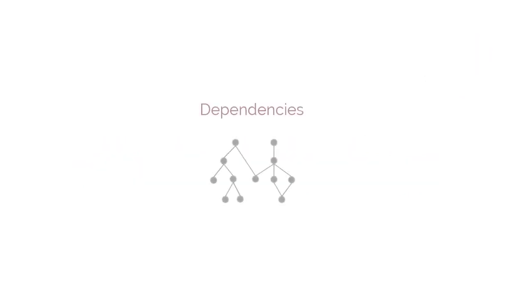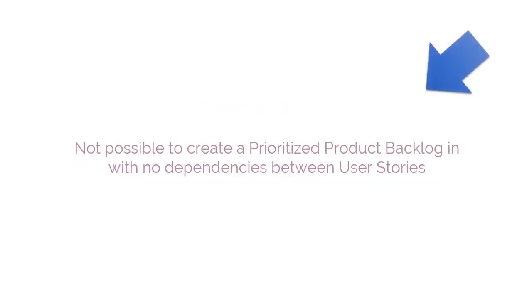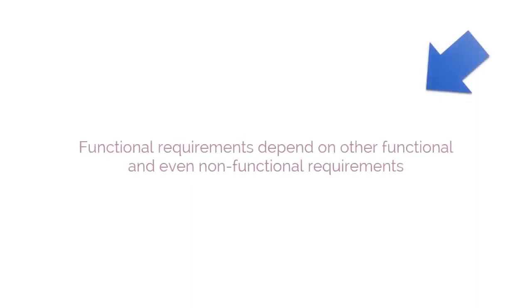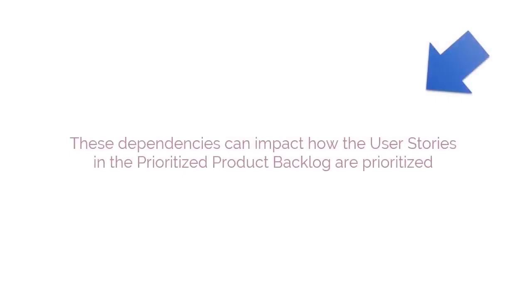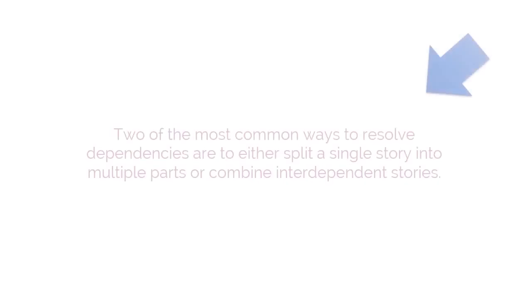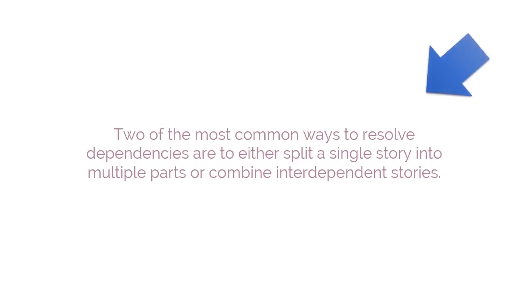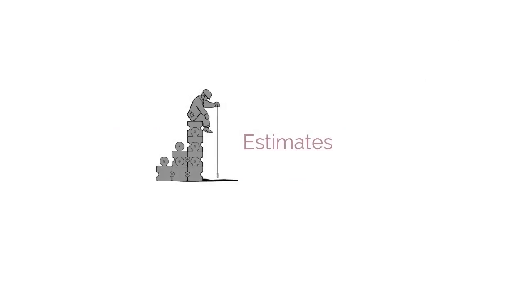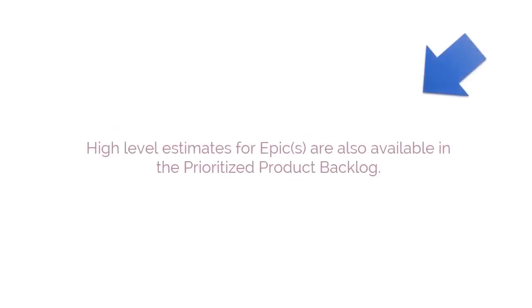Next factor is dependencies. It is usually not possible to create a prioritized product backlog in which there are no dependencies between user stories. Functional requirements often depend on other functional and even non-functional requirements. These dependencies can impact how the user stories in the prioritized product backlog are prioritized. Two of the most common ways to resolve dependencies are to either split a single story into multiple parts or combine interdependent stories. Another important factor is estimates. High-level estimates for epics are also available in the prioritized product backlog.